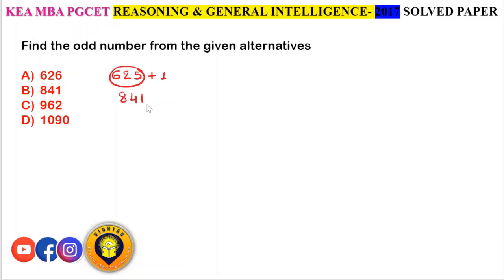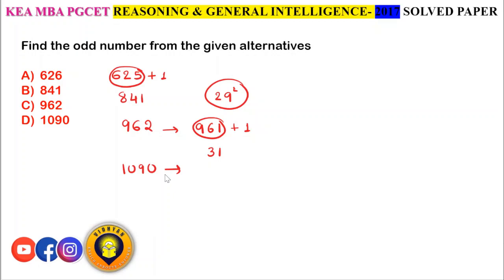841 is itself a perfect square. Which square is 841? 29 square is 841, right? Now 962. What is 962? 962 is very close to 961. And root 961 is how much? Root 961 is 31. So 962 is nothing but 961 plus 1, and 961 is a perfect square. Then comes 1090. The closest square number here is 1089, which is 33 square. 33 square is 1089. So this 1090 is nothing but 1089 plus 1.